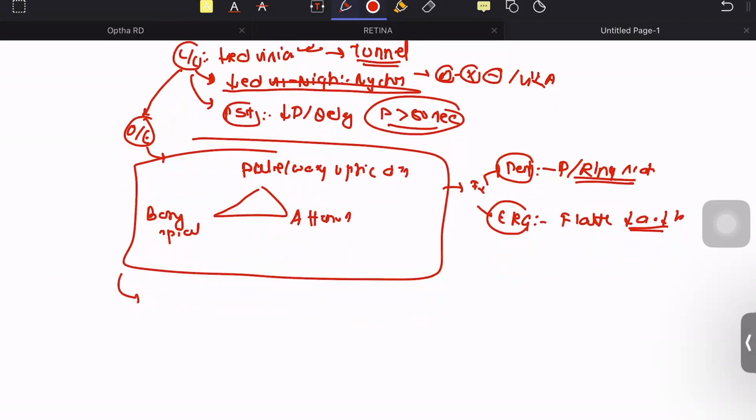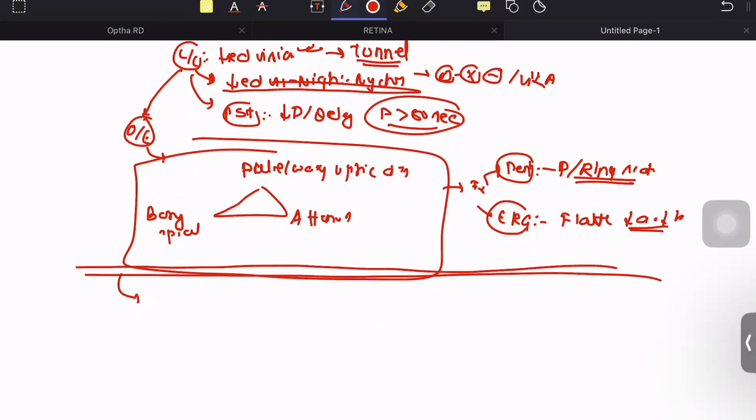If you find a patient who is having all these findings, but these findings are not in the pattern that I've described, then it is considered to be atypical retinitis pigmentosa. There are four varieties of atypical retinitis pigmentosa. One of them is sine pigmento. In sine pigmento variety, there is absence of bony spicules. So bony spicule is absent.